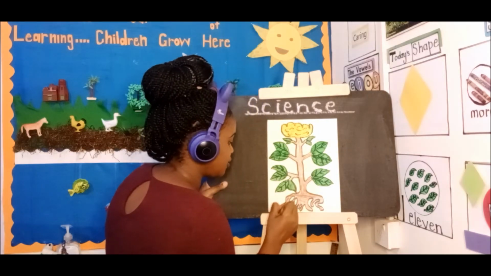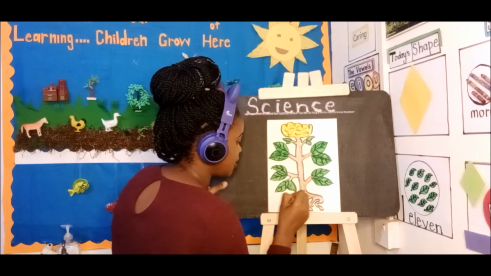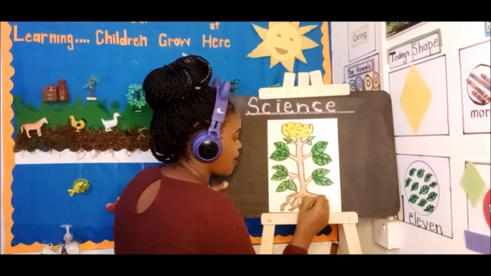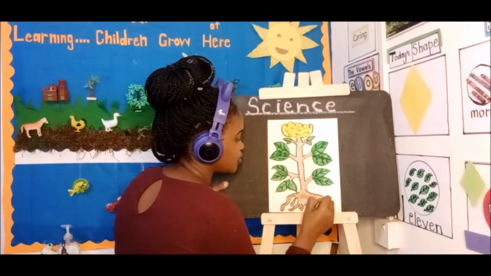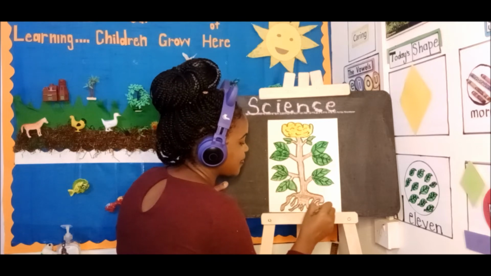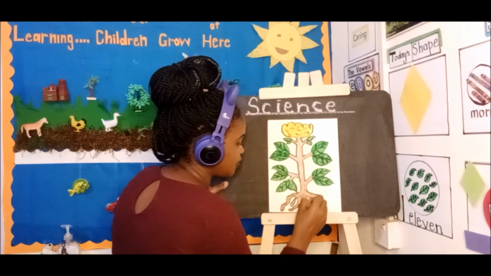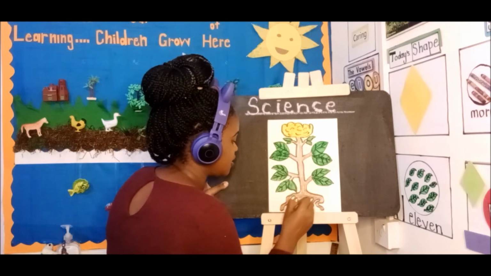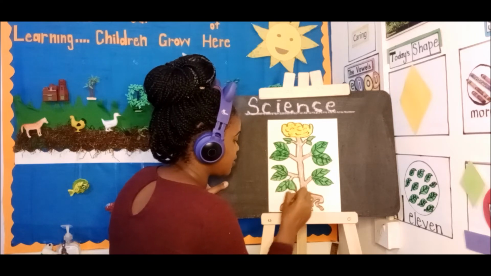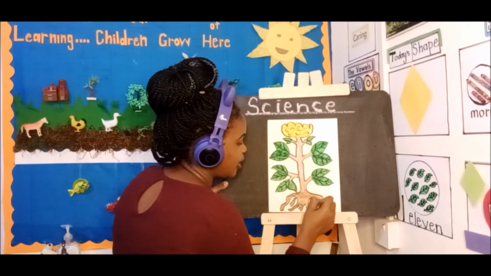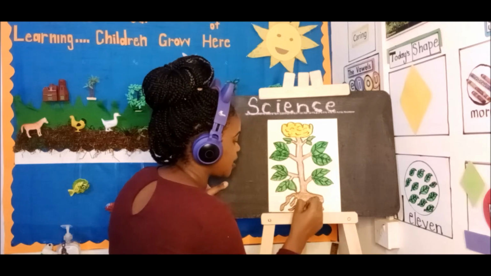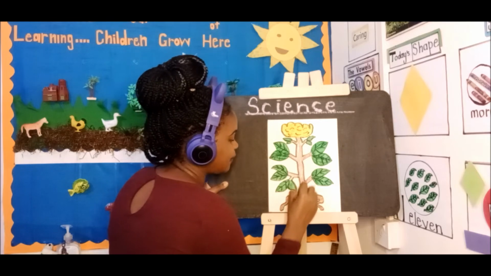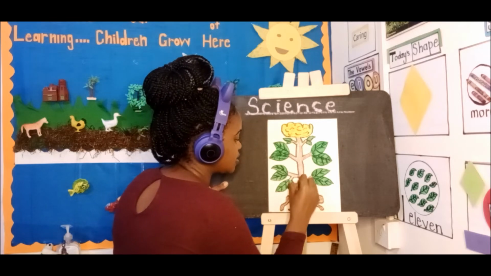Yes, this is the root, and what the root does, it holds the plant firmly in the soil and it takes nutrients to other parts of the plant. Yes, so the root is very important because it holds the plant firmly in the soil. Just like boys and girls, your feet help you to stand tall. The root helps the plant to stand tall also. Okay? So those are the functions of the root, the leaves, and the stem.